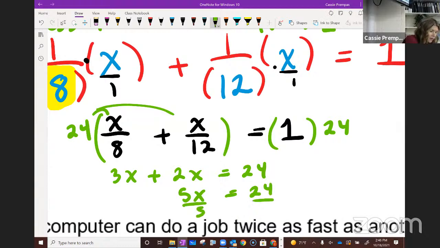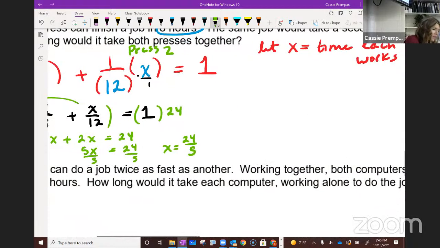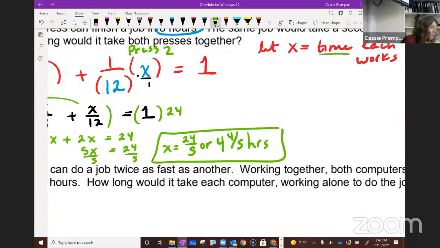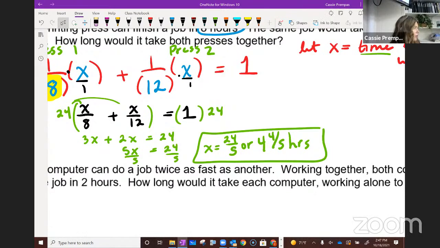Divide by 5, divide by 5, and I see that x is equal to 24/5. And I have to stop and think, what is x representing? Time? So I'm going to call that instead 4 and 4/5 hours. So press 1 and press 2, if they work together, they each only have to work 4 4/5 hours to complete the job. Caleb. So if you're combining like anything, the formula you use to find time, you can use it to find anything. Find things? Yeah, in the question.